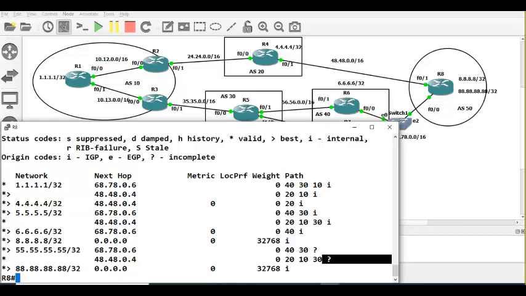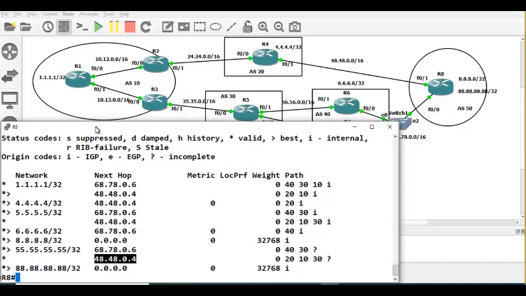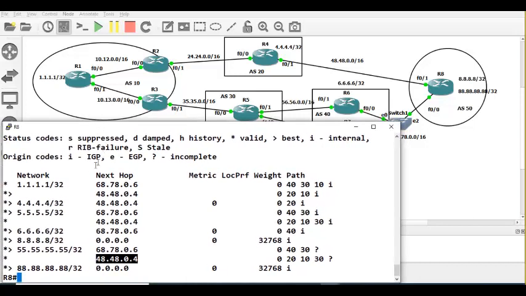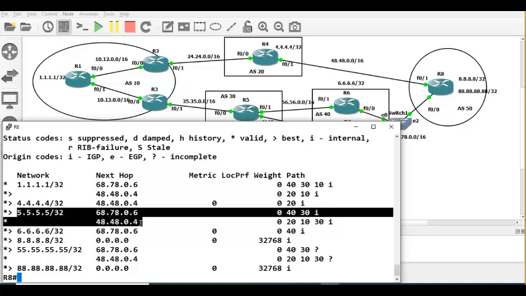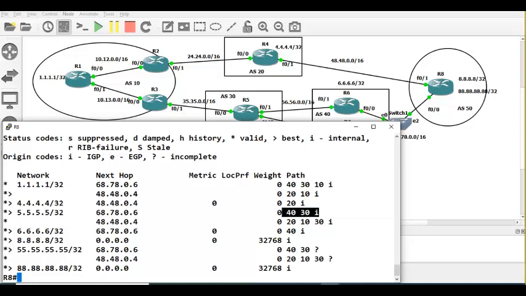Router 6 is also advertising. Router 5 is also advertising to router 3. Router 3 is given to router 2. Router 2 is given to router 4. And router 4 is given to router 8. So you got 2 paths to reach this 5.5.5.5. The shortest AS path is going to be considered. Okay. This is the default.